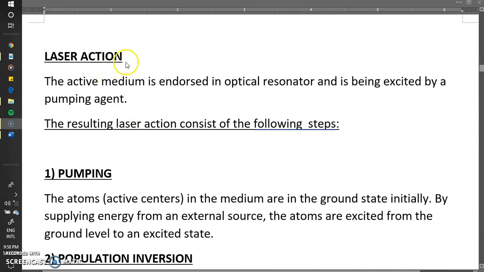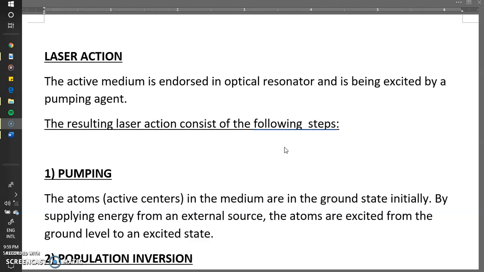Next, we'll see the lasing action. That is, the active medium is enclosed in the optical resonator and is being excited by the pumping agent. The laser action consists of the following steps. It consists of 5 steps. First is pumping, second is population inversion, third is spontaneous emission, fourth is amplification, and fifth is oscillations.